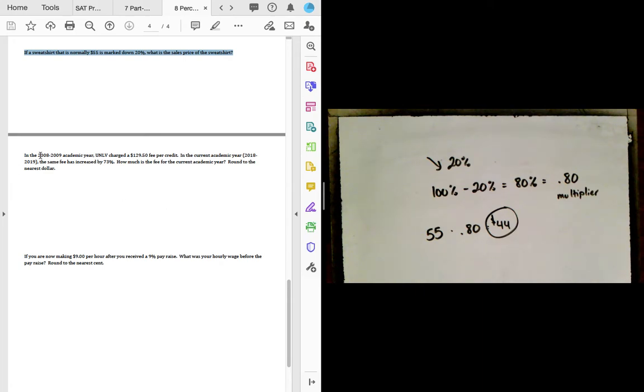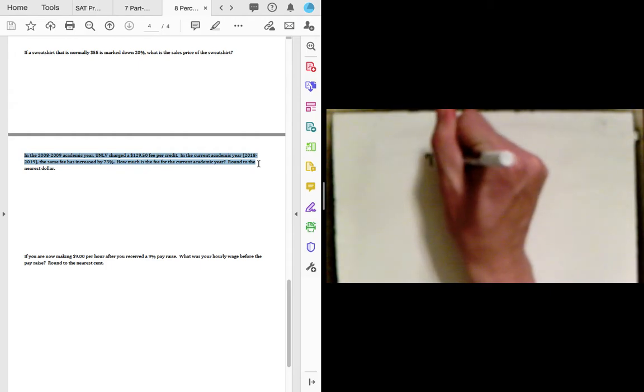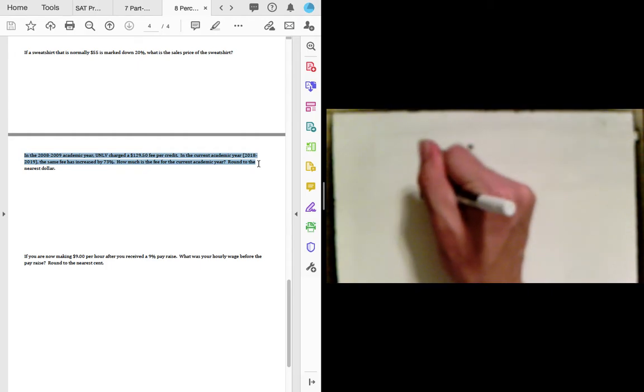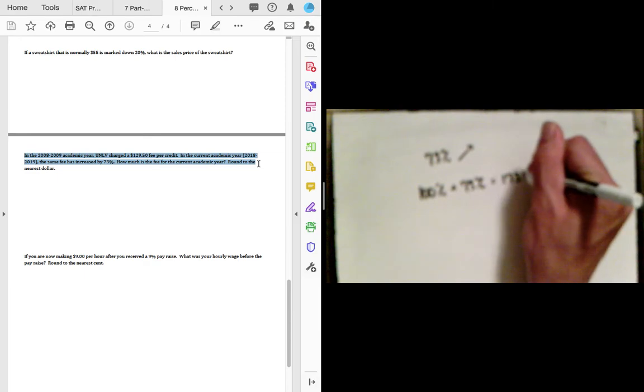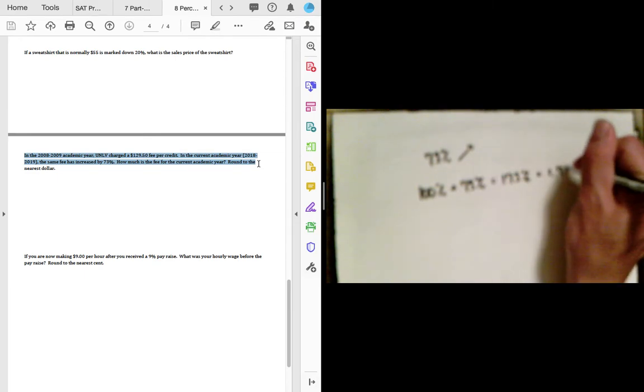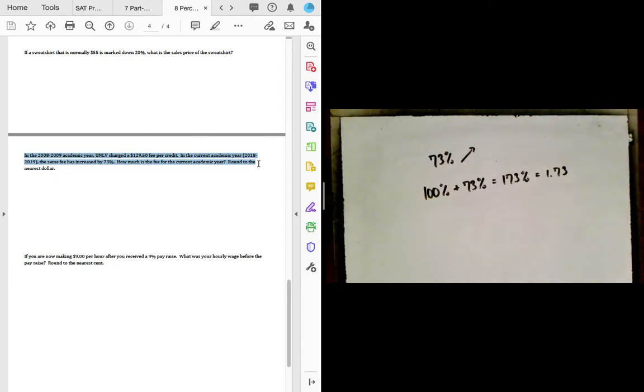Let's look at another one. In the 2008-2009 academic year, UNLV charged $129.50 fee per credit. In the current academic year, the same fee has increased by 73%. How much is the fee now? So we have a 73% increase, which we know is 100% plus 73%, 173% as a decimal, 1.73. This is our multiplier. We want to multiply this value by 1.73.